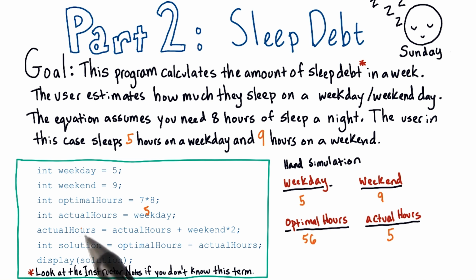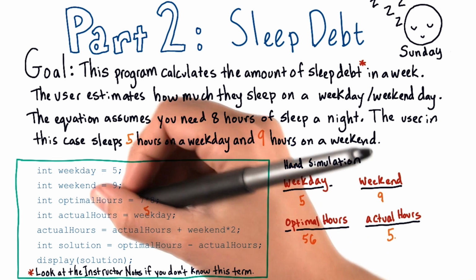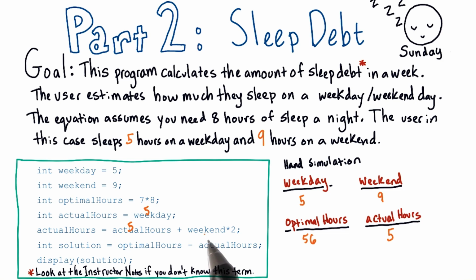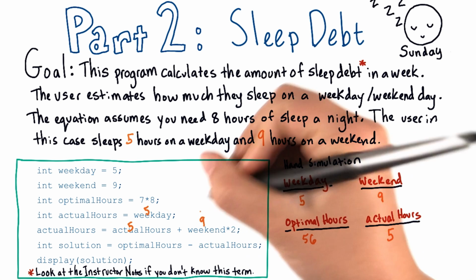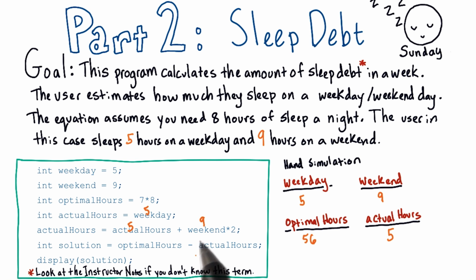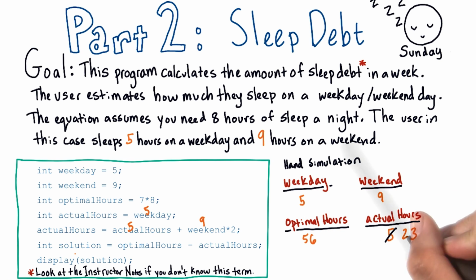So now we're changing actualHours again to be equal to the current value of actualHours plus weekend times 2. So I can look over here. The current value of actualHours is 5. And the current value of weekend is 9. And now I have this little equation here. So I do the multiplication before the addition. So 9 times 2 is 18. And then I add 5. And with a little bit more mental math, 18 plus 5 is 23. Okay, so this all equals 23. And what I have to do is cross out the old value of actualHours and write in the new value of actualHours. Okay, so that's done.